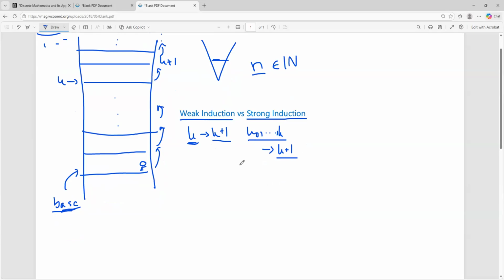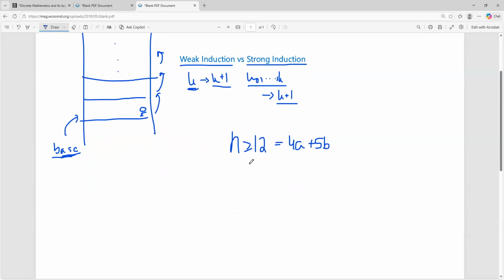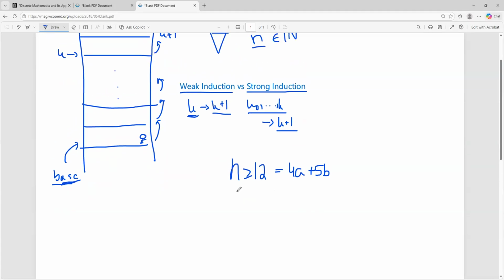Why is this important? Let's go back to the example we started off with. I want to prove that any number greater than or equal to 12 can be made up of some combination of fours, let's say 4 times A, and some combination of fives, 5 times B. There is a way to do it with weak induction. It's very complicated though, but let me show you why. I'm going to prove the base case. We know that 12 is equal to 4 times 3. Bingo.